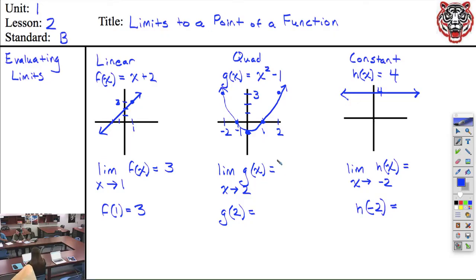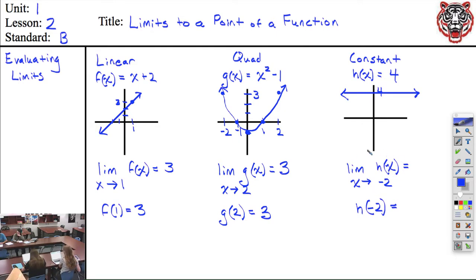So let's start with Ben. Limit of g of x as x approaches 2. 3. Thumbs up, thumbs down. And then Ben, what did you get for the height at 2? 3. All right, I'm going to give you a slightly harder question.